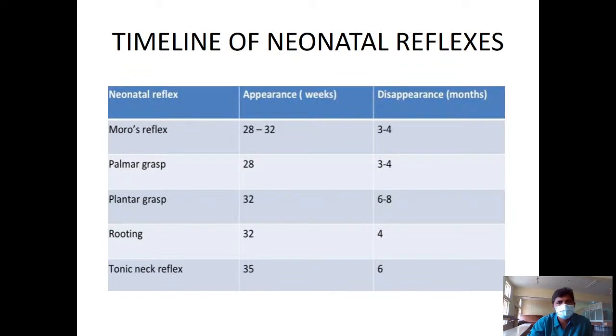So these are the timelines of the neonatal reflexes. The important neonatal reflexes are Moro's, palmar, plantar, rooting and tonic, with their usual appearance and then disappearance.